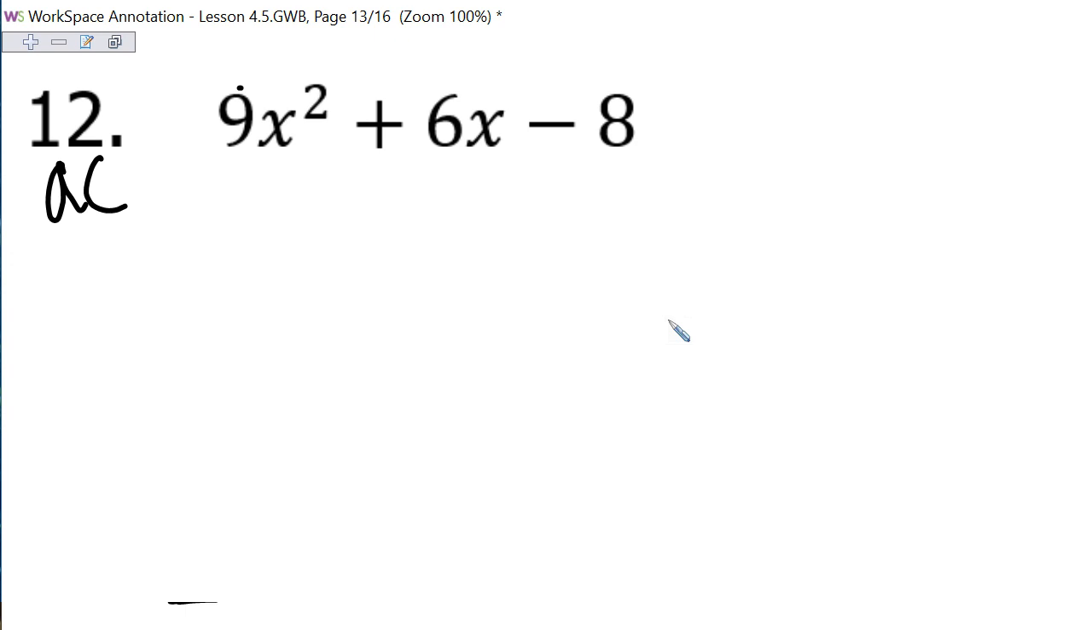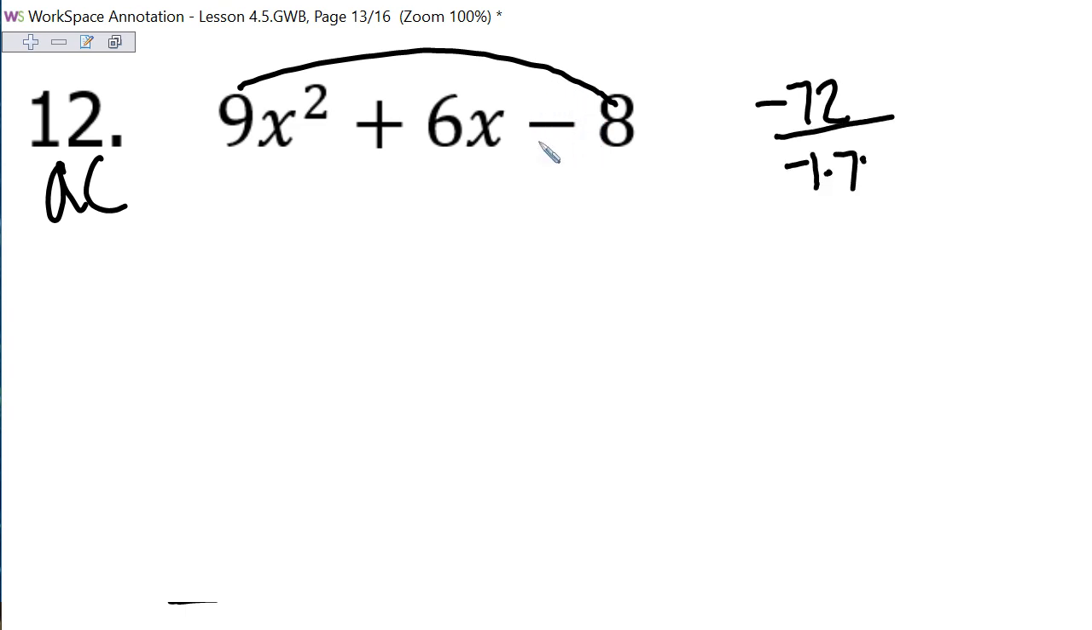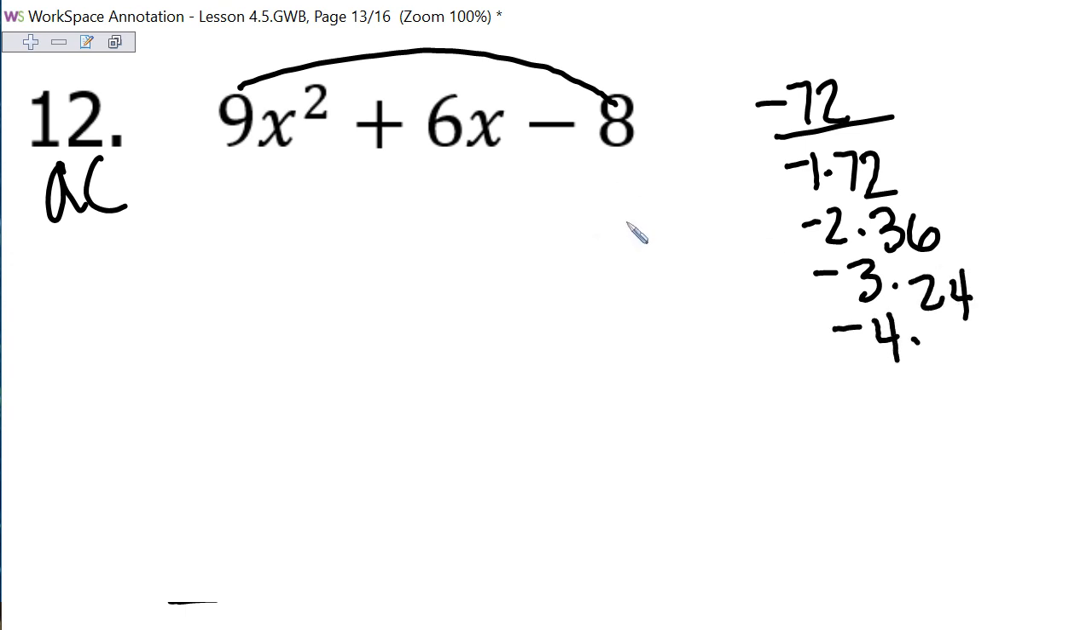Okay, number 12. AC method, multiply 9 times negative 8. What does that give you? Negative 72. Negative 1 times 72. Negative 2 times 36. Negative 3 times 24. Negative 4 times 18. Negative 5. Negative 6 times 12. Negative 7. Negative 8. Negative 9.